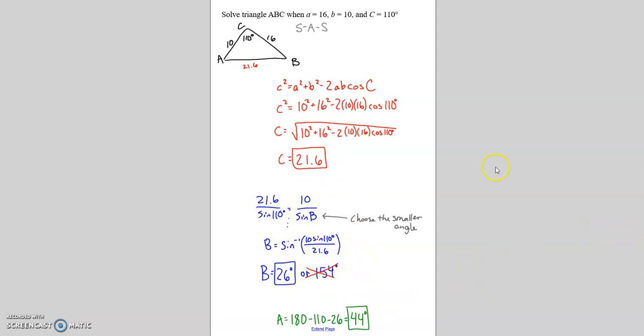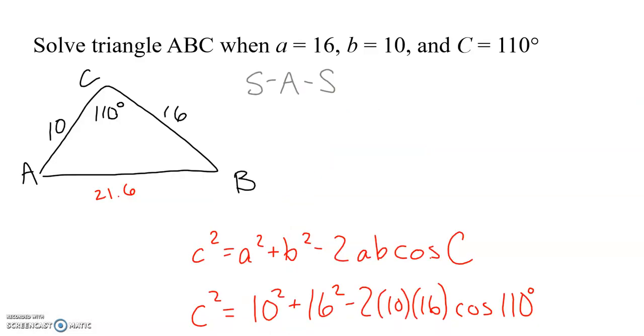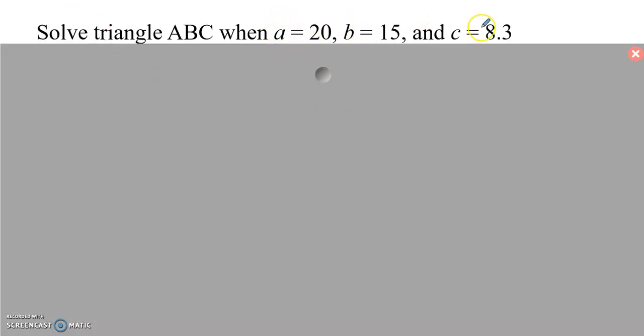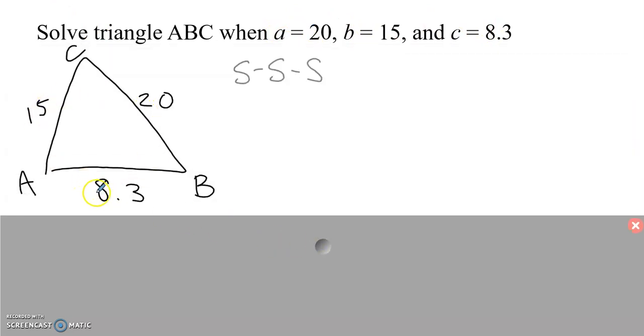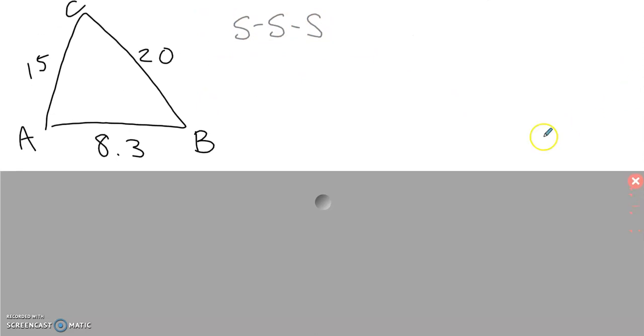Next, we're going to look at an example in which we know three sides of a triangle. So here's triangle ABC with these three sides. I draw a diagram, label what I know. I recognize that I know the three sides of this triangle, so the law of sines won't work, and that means I'm going to use the law of cosines.